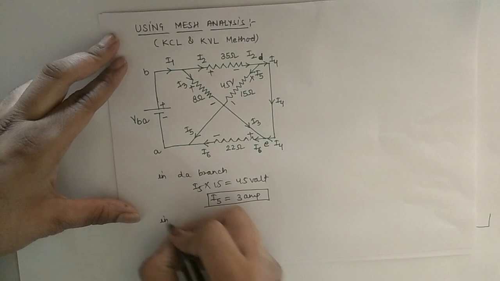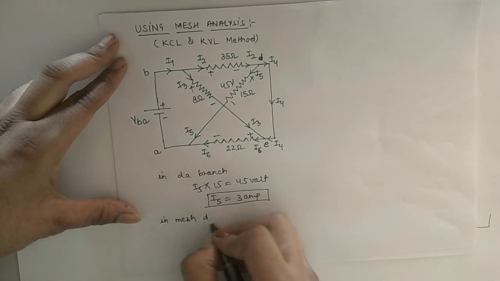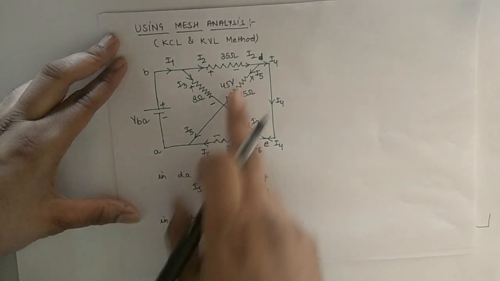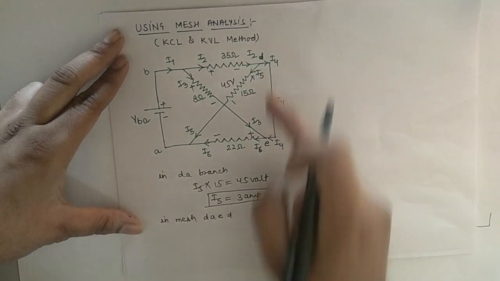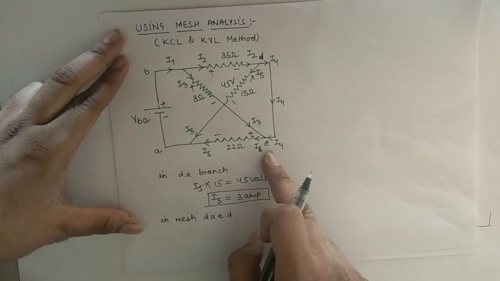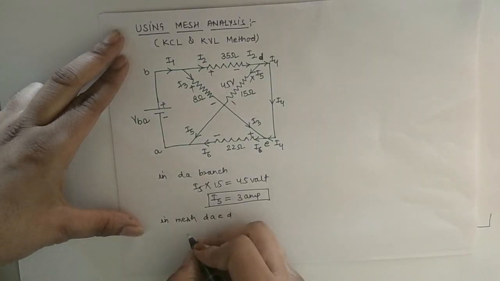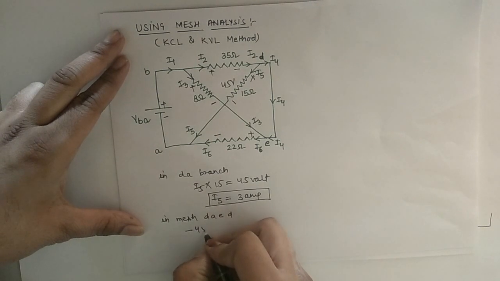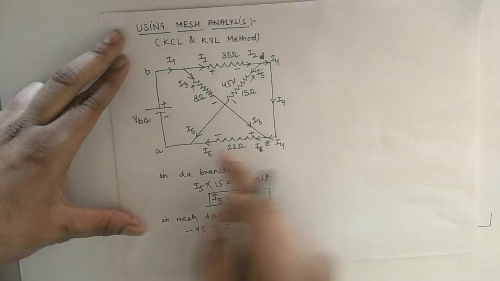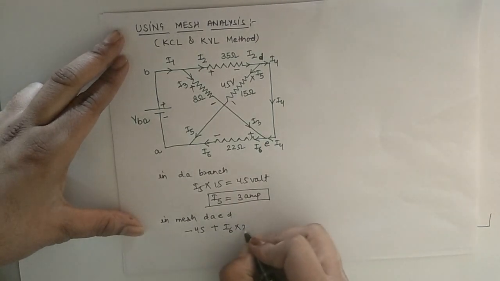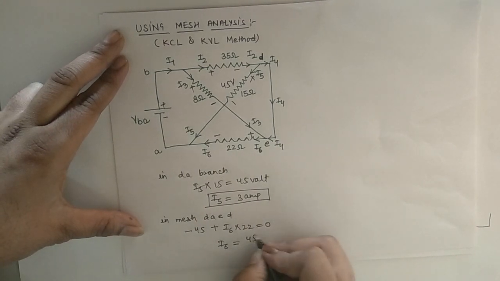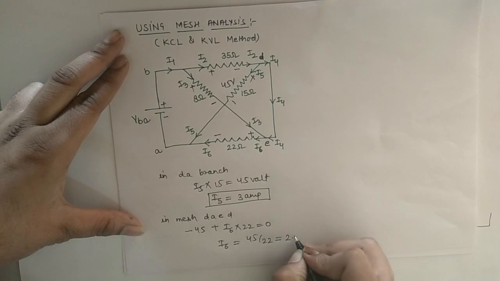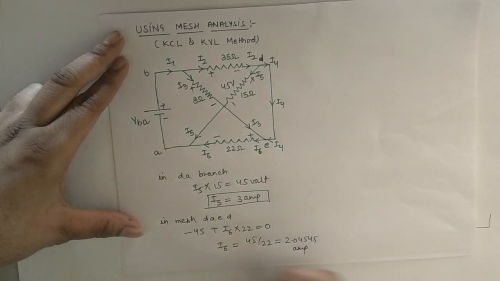Now in mesh DAED apply KVL. Start from here: minus of 45 plus last terminal I6 into R22 is equal to 0. So from here we find out I6, it would be 45 divided by 22, which is 2.04545 ampere. So in this way we find out I6 also.